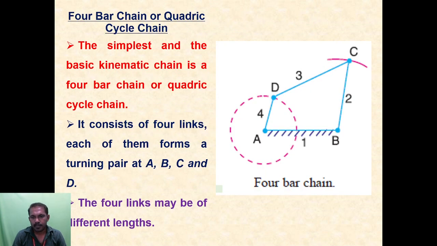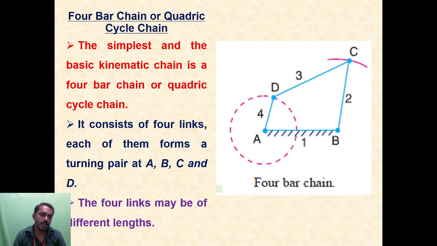The simplest and most basic kinematic chain is the 4-bar chain. It consists of 4 links, 1, 2, 3, 4, and each of them forms a turning pair. We consider the turning pairs A, B, C, and D, so there are 4 joints. 4 links and 4 joints, and the 4 joints A, B, C, D are binary joints.